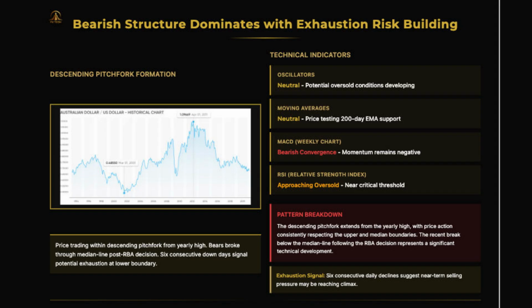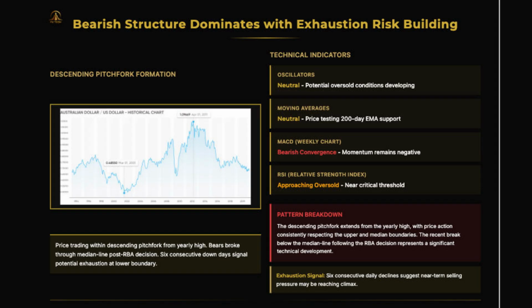The technical pattern reveals a descending pitchfork formation extending from the yearly high, with price action consistently respecting the upper and median boundaries throughout its decline. The bears achieved a significant technical victory by breaking through the median line following the RBA decision, confirming bearish momentum. However, 6 consecutive down days now signal potential exhaustion at the lower boundary.